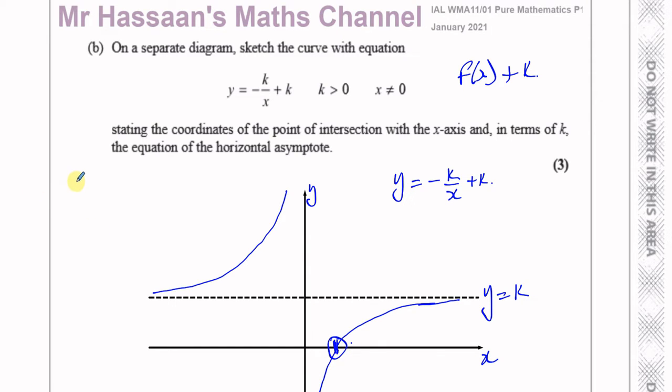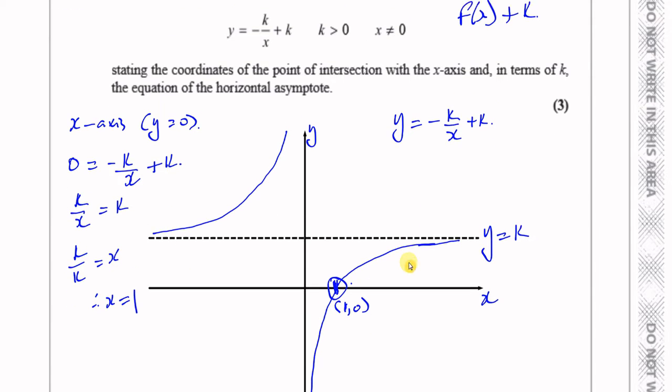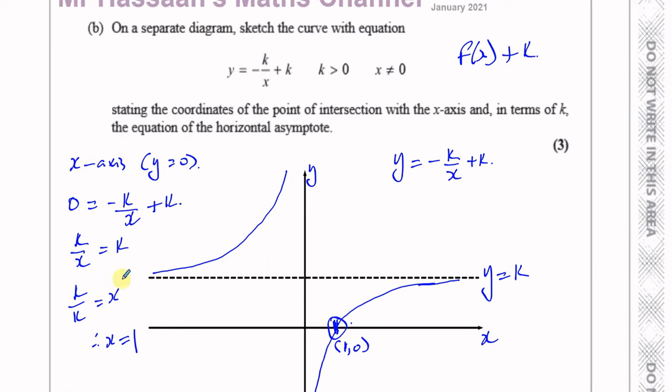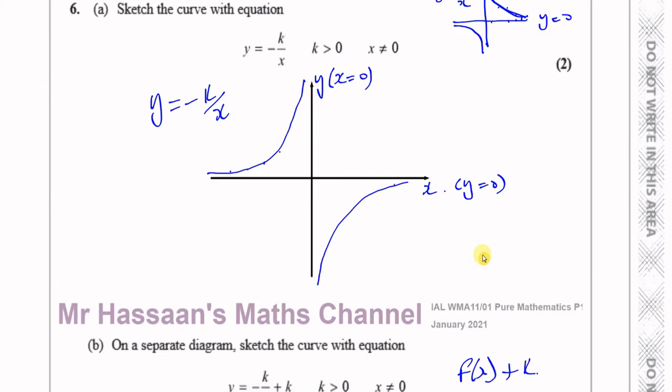Anything on the x-axis is when y equals 0. So if I take the equation and put 0 instead of y, I'll have 0 equals minus k over x plus k. If I add k over x to both sides, I'll have k over x equals k. Rearranging, k over k is equal to x. Therefore, x is equal to 1. So this is the point here, (1, 0). We put the point where it crosses the x-axis as (1, 0), and the asymptote in terms of k as y equals k. So there's the answer to parts A and B of this question.